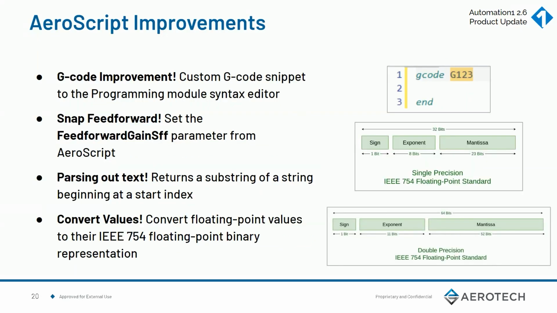In addition, we have custom G-code snippets added to the programming module syntax editor, a function to set the feed forwarding SSF parameter from AeroScript, new text parsing functions, and a function to convert floating point values to their IEEE 754 floating point binary representation.